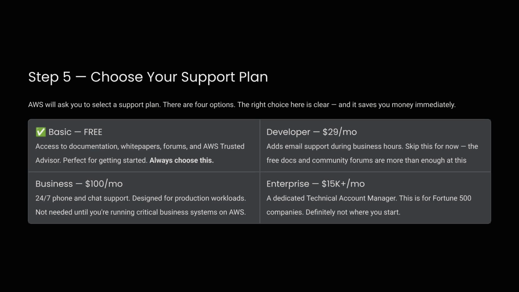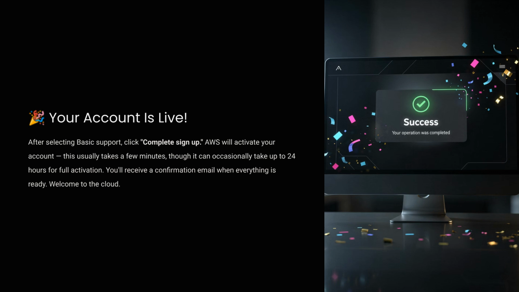Step 5. Choose your support plan. Always choose the basic free plan when getting started. It includes access to documentation and forums. Skip the paid plans like developer and business. After selecting basic support, click Complete Sign Up. AWS will activate your account. This usually takes a few minutes, but can take up to 24 hours. Congratulations, your account is live.